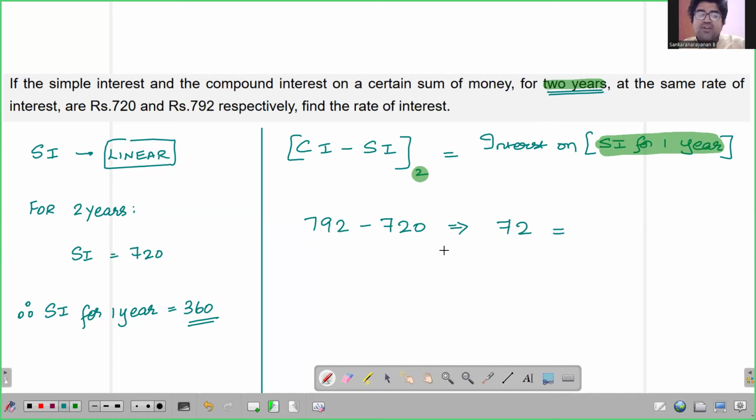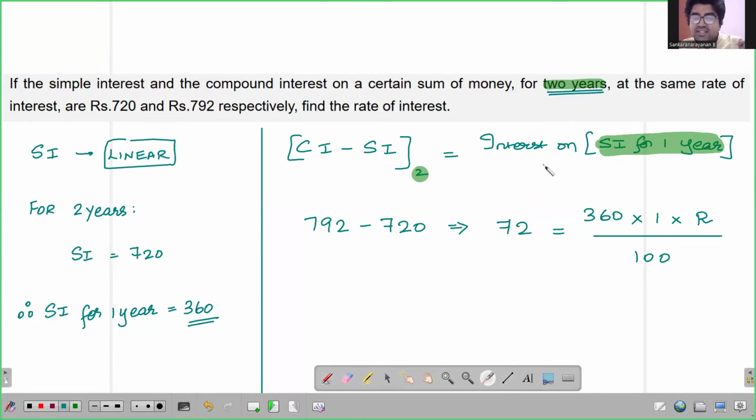What is the simple interest for 1 year? Simple interest for 1 year, it is 360. You take that as the principal amount into number of years, 1, into rate of interest, that's what we are asked to calculate, divided by 100. This is the calculation you are expected to make.